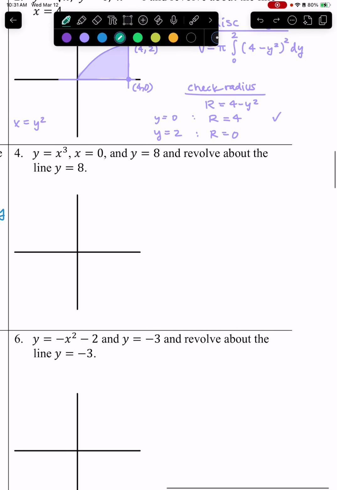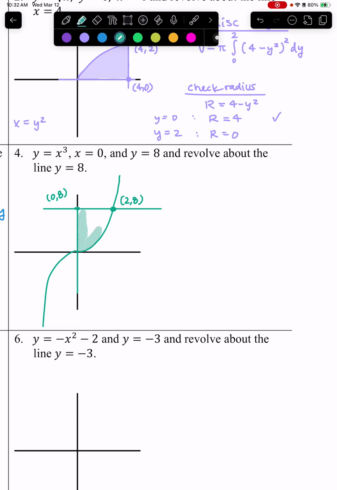Next, we've got x cubed. So let's do that and that. X equals 0 is going to be right here. Y equals 8 is going to be way up here. This point, if y is equal to 8, then that must mean x is 2. So this point right here is going to be 2, comma 8. This is going to be 0, comma 8. And we're taking this shaded region bounded between all those lines. And we are rotating about y equals 8.